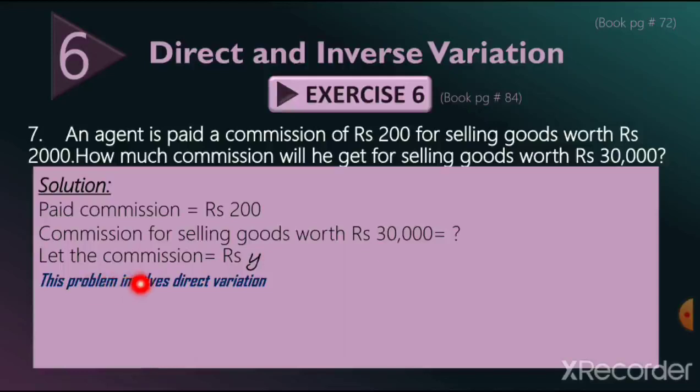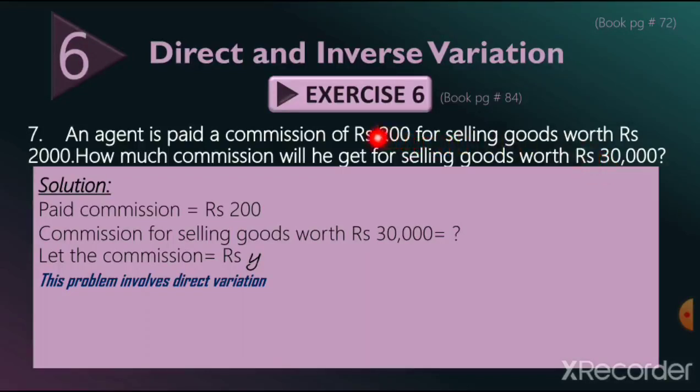Now this problem involves direct variation. How does it involve direct variation? An agent is paid a commission of rupees 200. 200 is the commission and he is selling the product worth 2000. So we have to find the commission if he sells the goods worth 30,000.